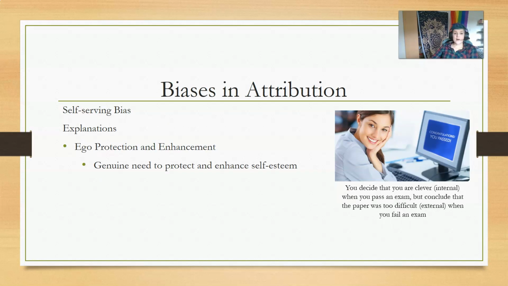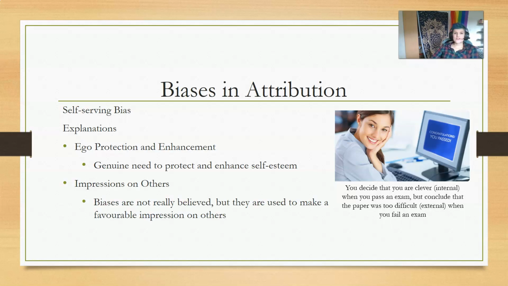Explanations for self-serving bias are ego protection and enhancement, so the genuine need to protect and enhance one's self-esteem. If we always took the blame for all of our failures personally, then we would have quite low self-esteem perhaps. And the second is impressions on others. Biases are not really believed, but they're used to make a favourable impression on others.